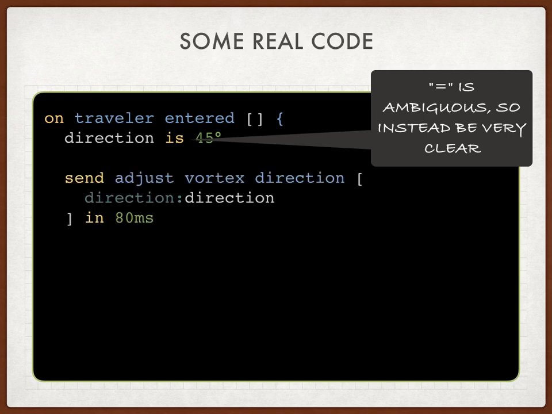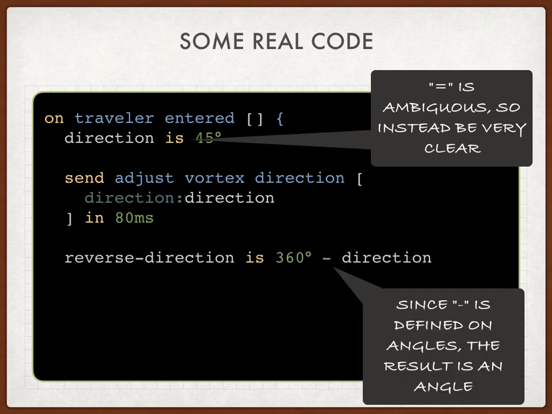Okay, next line of code. We've seen this, this kind of makes sense. You can see here we're scheduling this to happen, not right now, but in the future. Okay, now we can see we're setting another variable called reverse direction, is 360 degrees minus direction. Now we know that direction is an angle because we assigned it the value of 45 degrees. We know that 360 degrees is an angle, and we know that subtraction between angles is well defined, and that produces an angle, so therefore we know that reverse direction is an angle. The compiler knows all of this stuff.